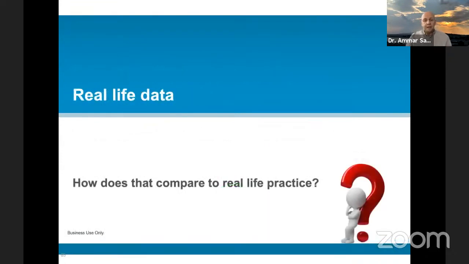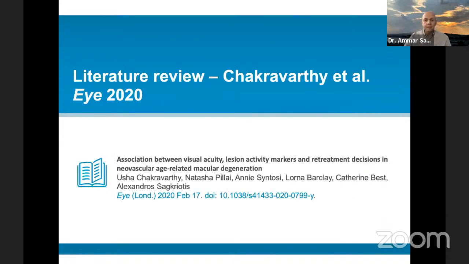Now, those are all controlled studies. Of course, HAWK and HARRIER were randomized controlled trials. How does that really look in real life, in real practice? So this is important for us.